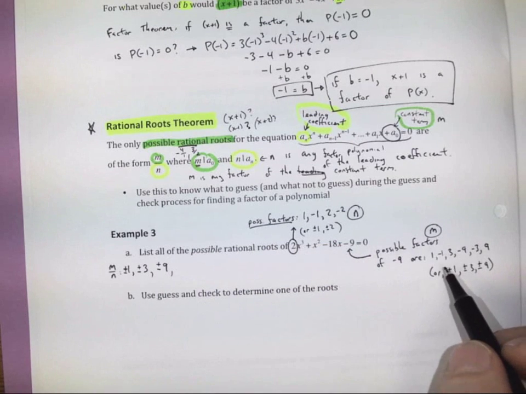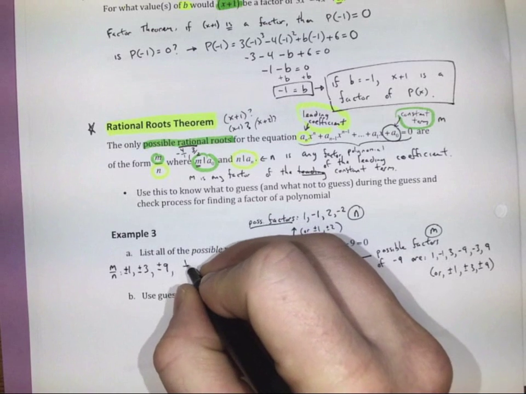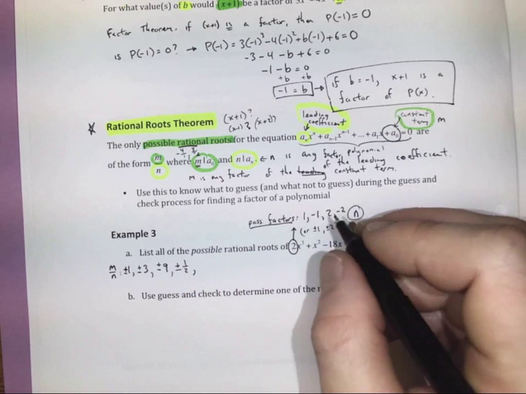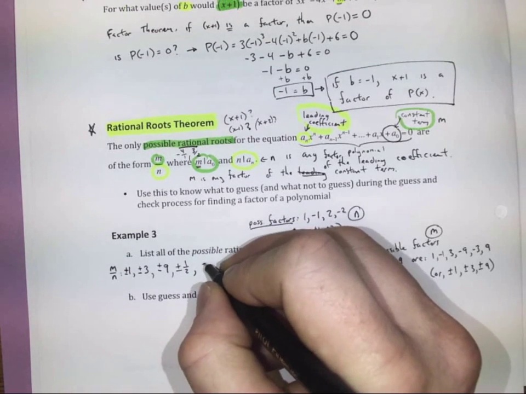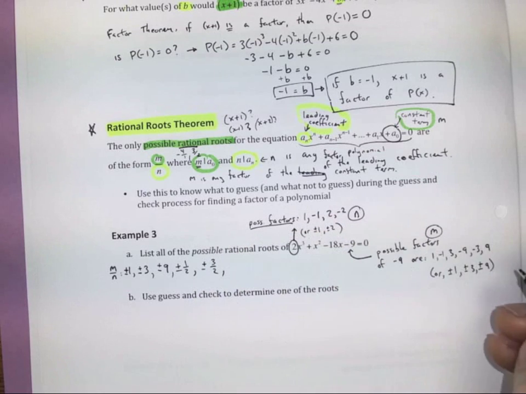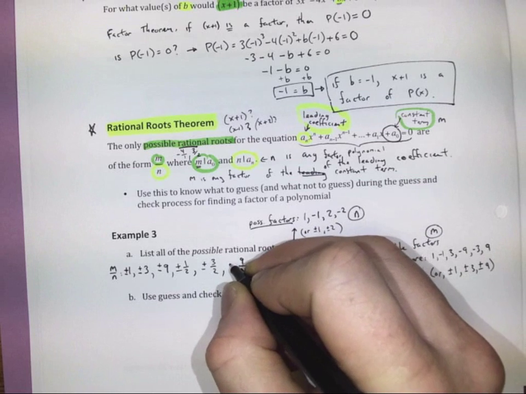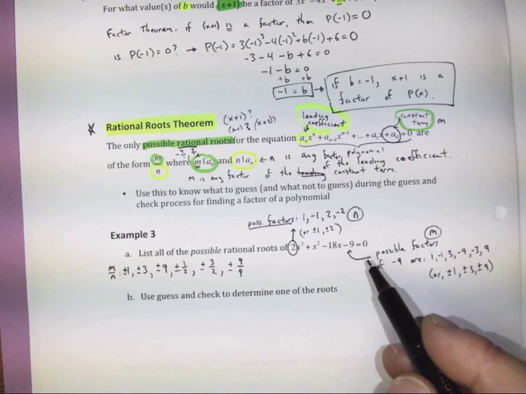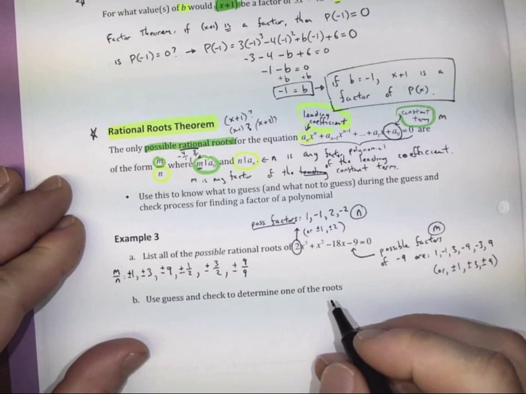Or it could be possible that the roots are 1 over 2, or its negative version, or pardon me, 3 over 2 and its negative version, or 9 over 2 and its negative version. And these are all of the possible roots of this polynomial. And so we're going to test to see which one makes them equal 0.